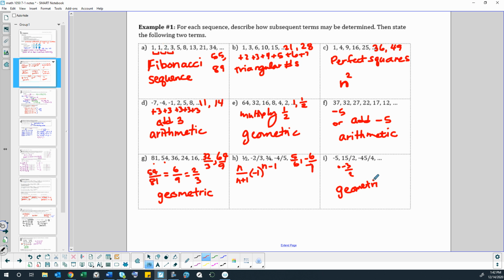So without actually explaining geometric and arithmetic yet, because those are topics you should have learned in 9th grade, we've kind of gone through and identified them anyway, and maybe you remember those concepts a little bit. Okay, I'm going to stop this and I'll go on to it.